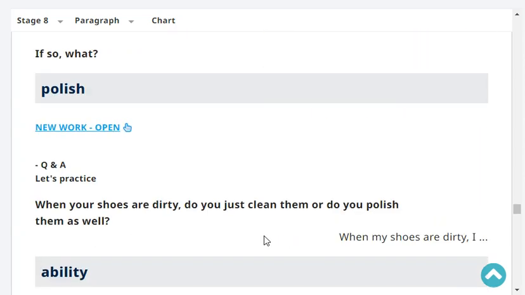Okay, next. When your shoes are dirty, do you just clean them or do you polish them as well? When my shoes are dirty, I don't just clean them. I polish them as well. Very good.